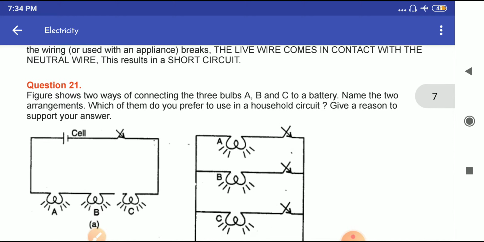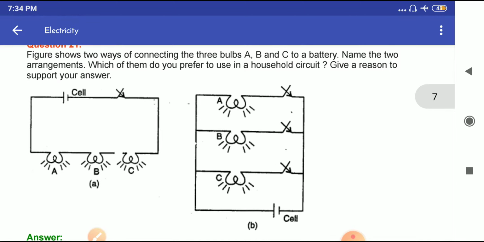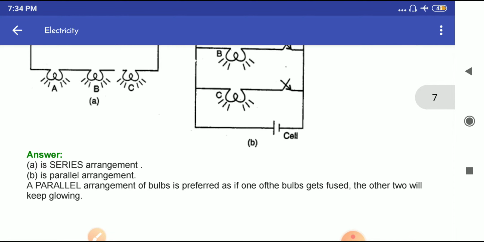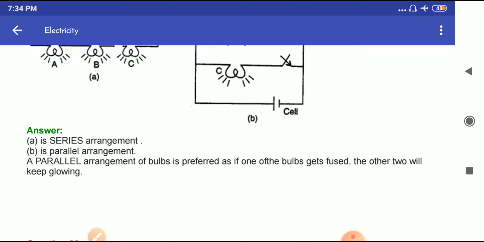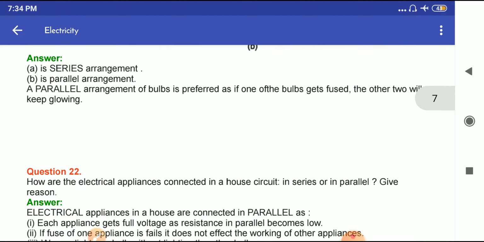Question number 21. Figure shows two ways of connecting the three bulbs A, B and C to a battery. Name the arrangement. Which of them do you prefer to use in a household circuit? Give reason to support your answer. Okay, so first one is in series arrangement, second is in parallel arrangement, and parallel arrangement of bulbs is preferred as if one of the bulbs gets fused, the other two will keep glowing.